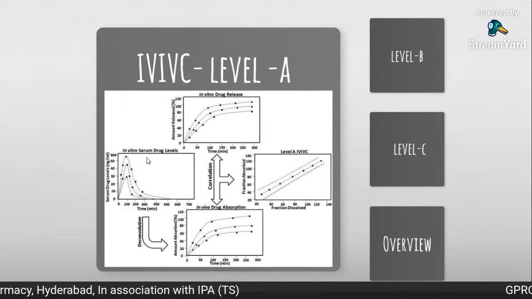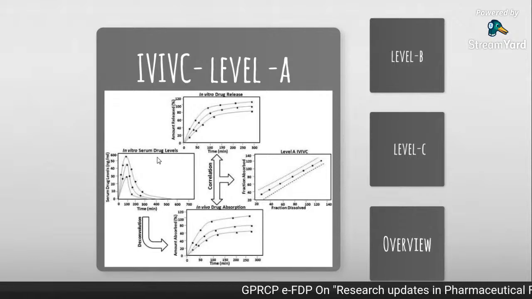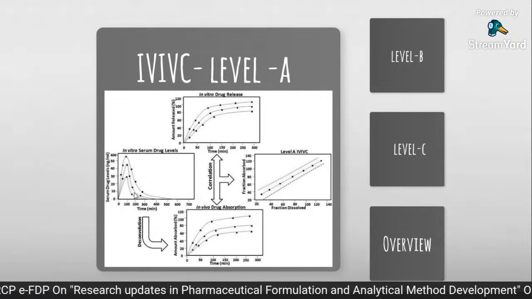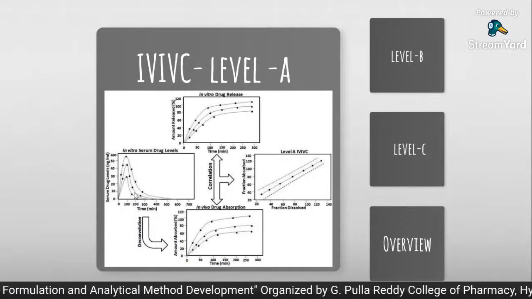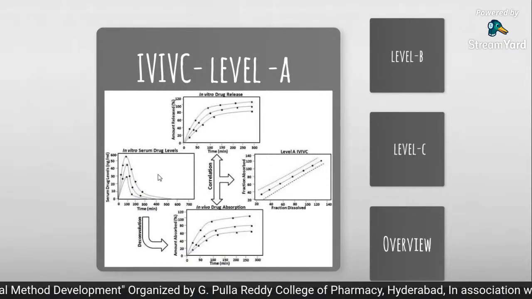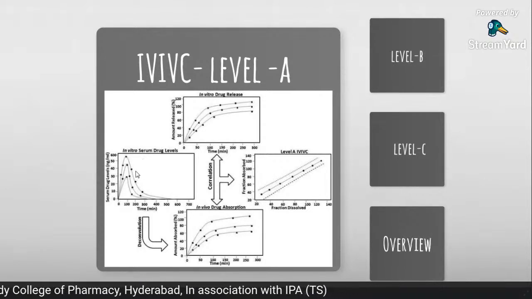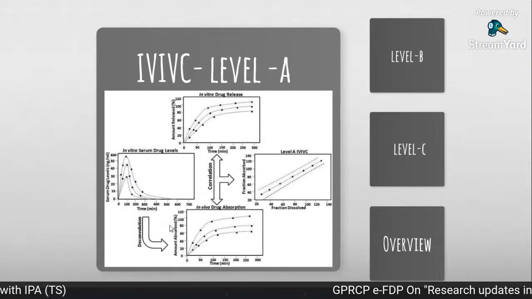You take this. This is available in the literature, in the SBOA, the summary basis of approval of the innovator. Because the innovator formulation is already available, sometimes even in the patent they may give this information, the in vivo performance of the innovator formulation. So now, from the innovator formulation in vivo performance, we need to do the deconvolution. Deconvolution is nothing but converting the plasma concentration into percent drug absorbed.